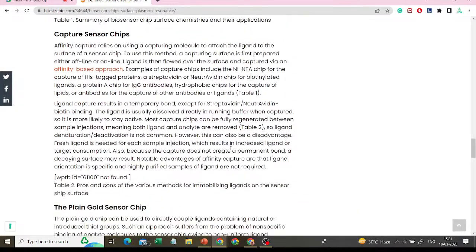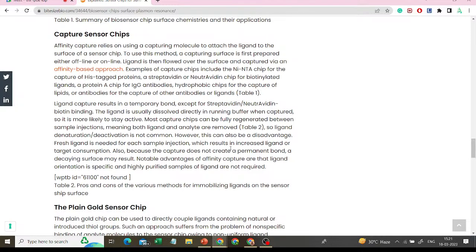Affinity capture relies on using a capturing molecule to attach the ligand to the surface of a sensor chip. To use this method, a capturing surface is first prepared either offline or inline. Ligand is then flowed over the surface and captured by an affinity-based approach. Example capture chips include the NTA chip for the capture of His-tagged proteins, a streptavidin or neutravidin chip for the biotinylated ligands, a protein A chip for IgG.